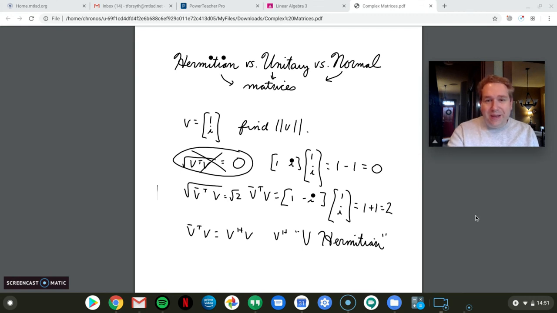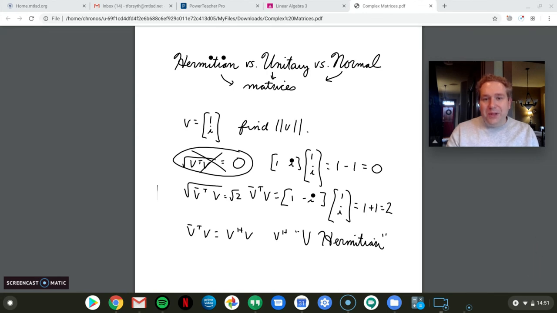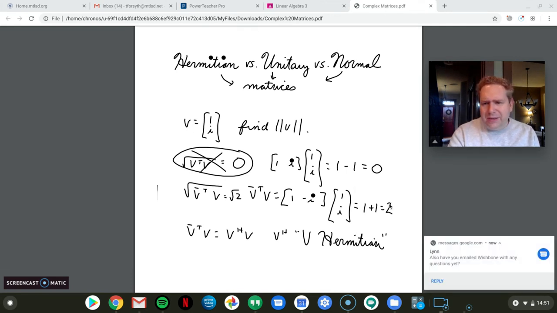But this page 1 here is all the whys of how this has to work, so that you get the length squared when you take the dot product of a vector. It has to be the conjugate transpose of that.